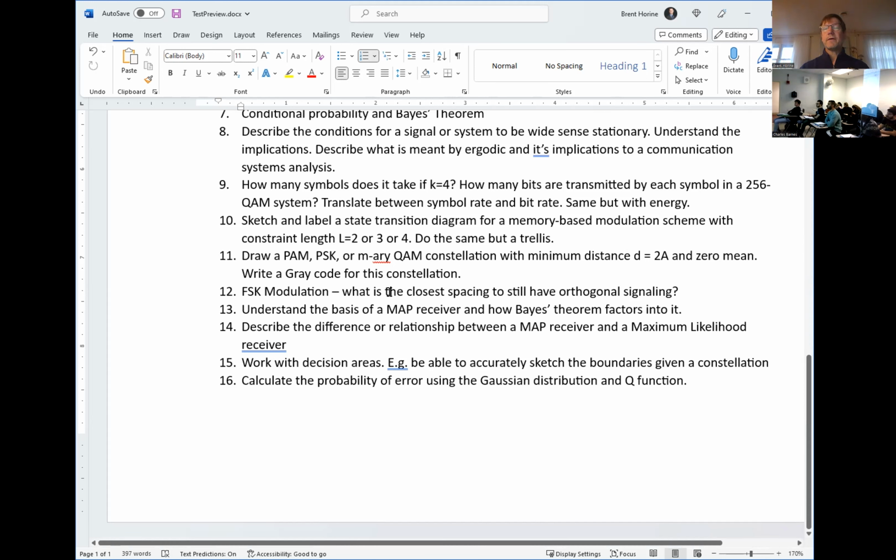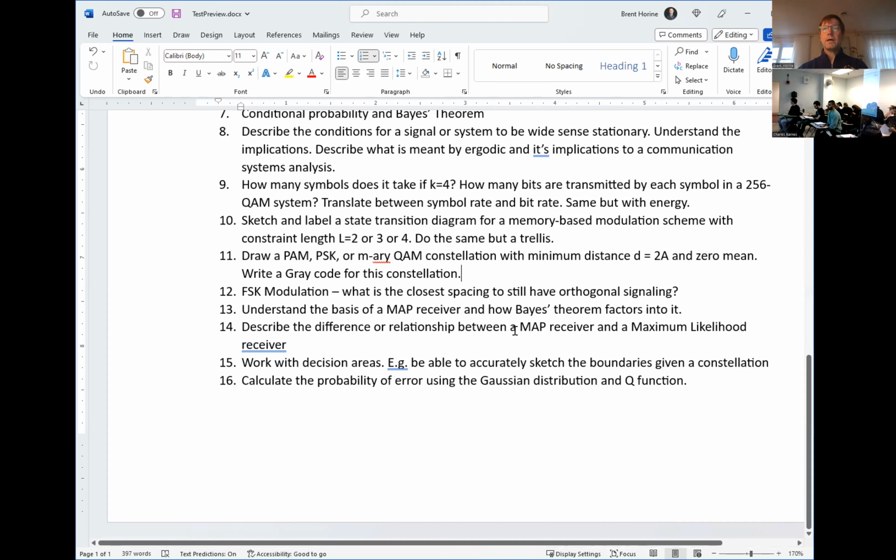Understand the basis of a MAP receiver and how Bayes' theorem factors into it. These are from our latest lessons. I'm not asking you to derive the MAP receiver, but understand that we're maximizing the a posteriori probability, and we use Bayes' theorem to flip around the conditionals.